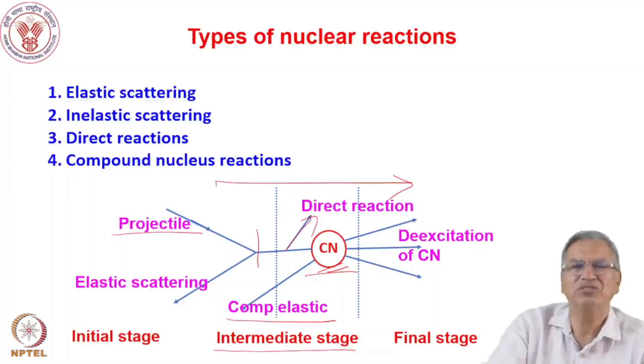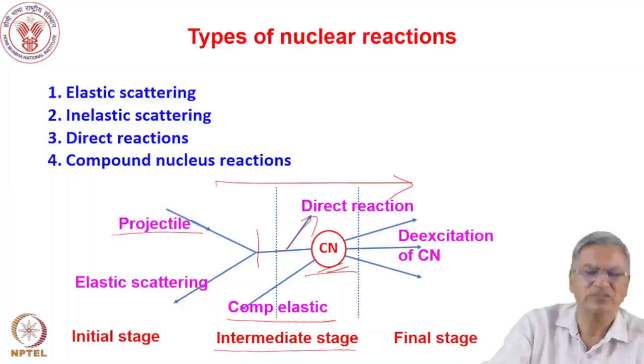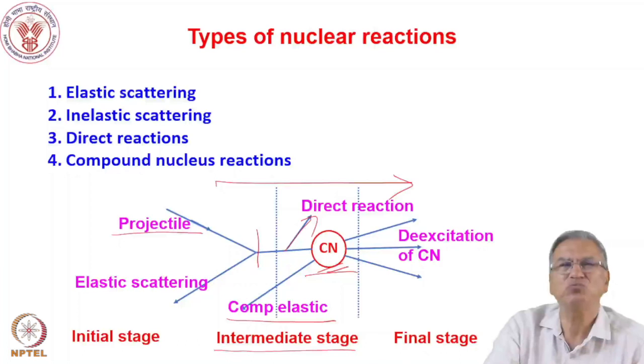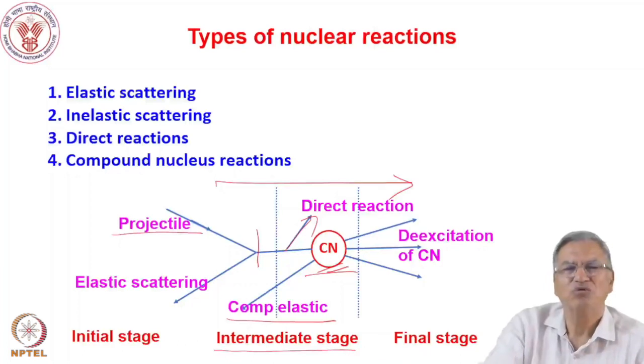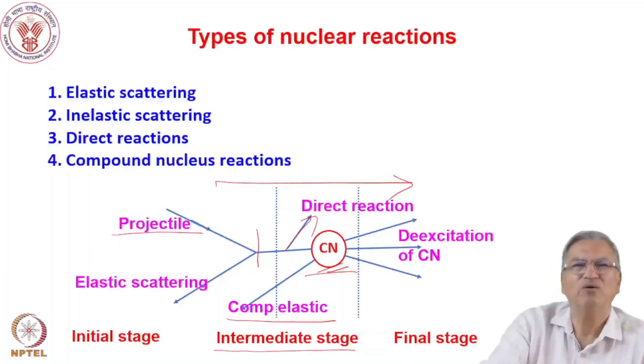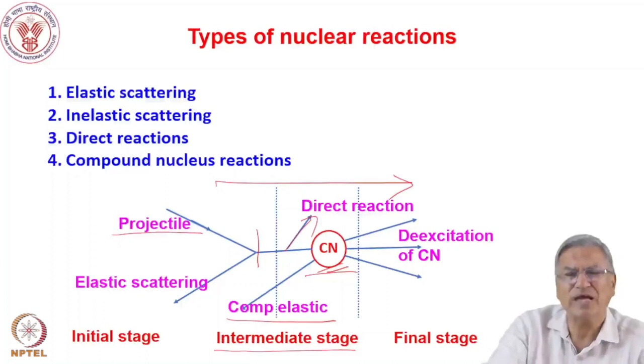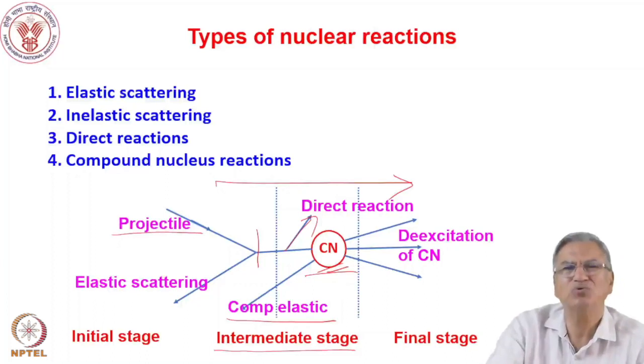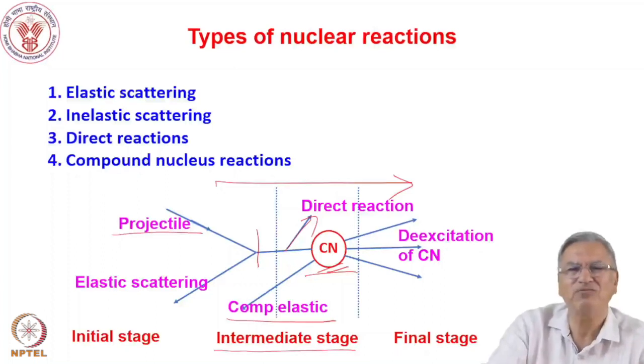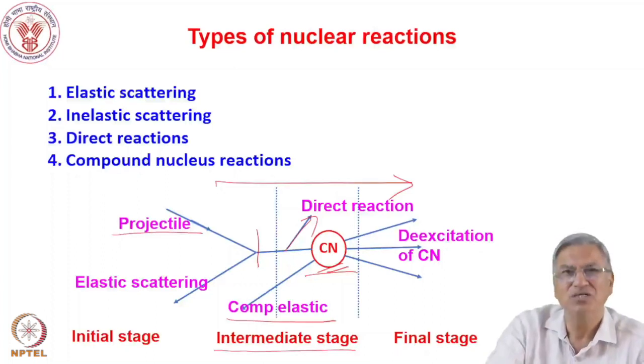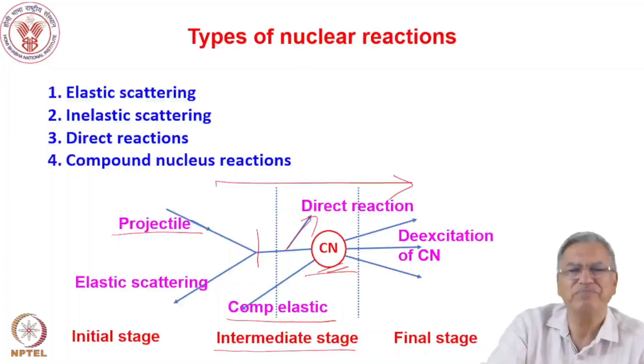Now the time scales in nuclear reactions will be, for elastic scattering and direct reaction, 10 power minus 22 seconds. For the compound nucleus formation, 10 power minus 17 seconds. So that is the kind of time scale that we are talking about. So when you say compound elastic scattering, it has happened in the time scale of 10 power minus 17 seconds. So the compound nucleus lifetime is of the order of 10 power minus 17 seconds.